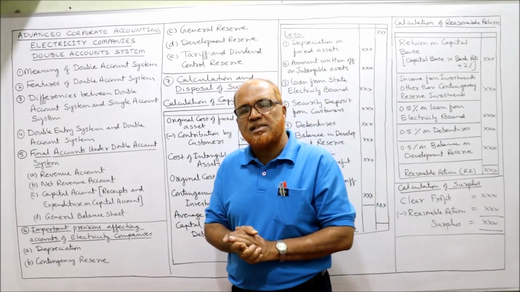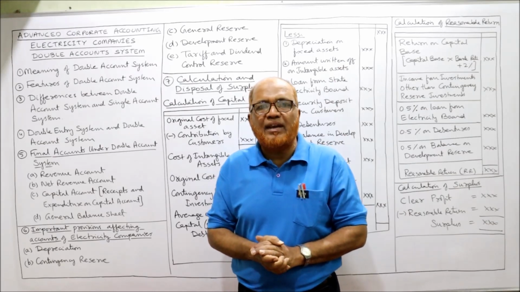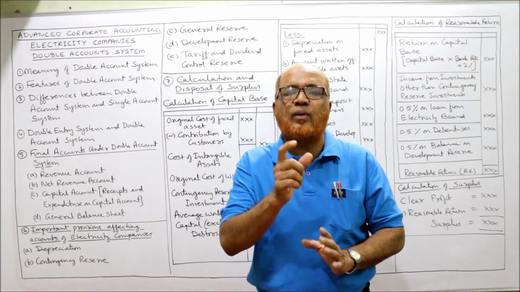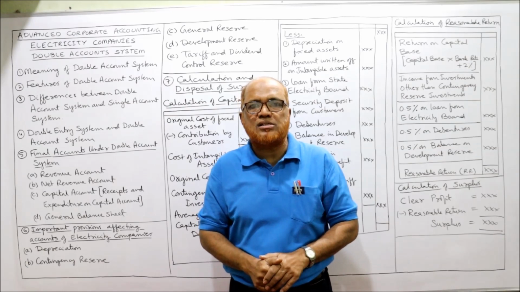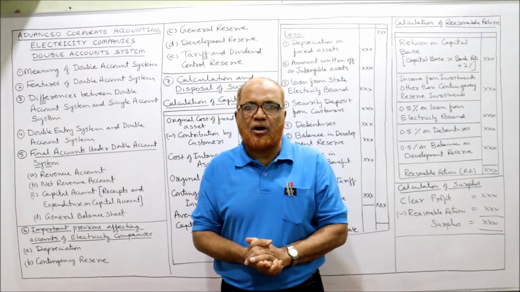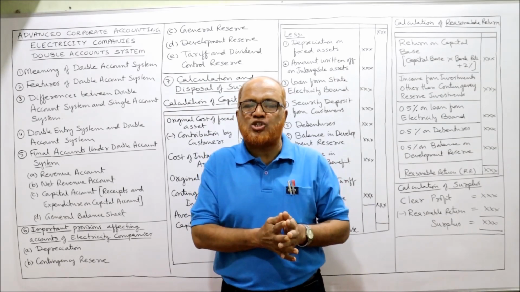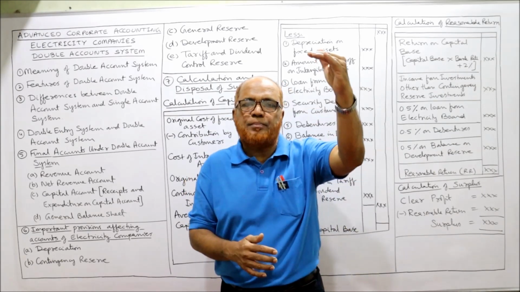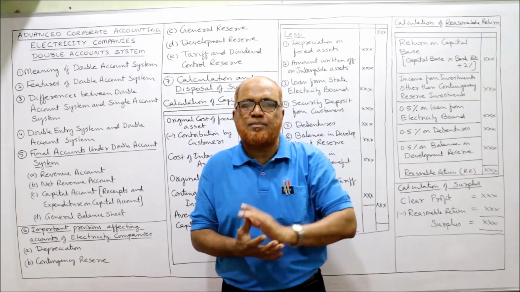Then the second difference is that they will make a revenue account and net revenue account instead of a profit and loss account and profit and loss appropriation account. Normally a trading or manufacturing organization will make two accounts: a trading profit and loss account and a balance sheet.